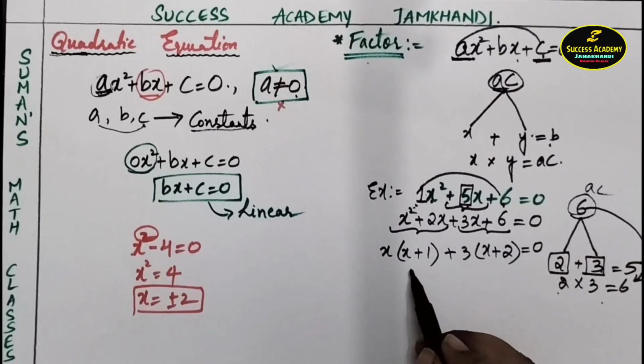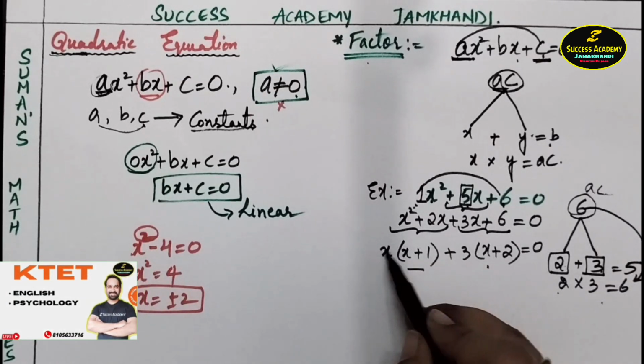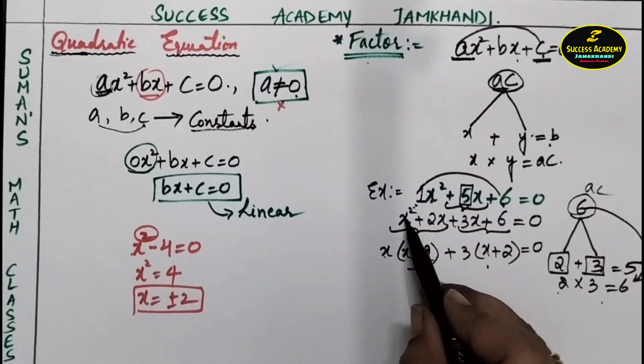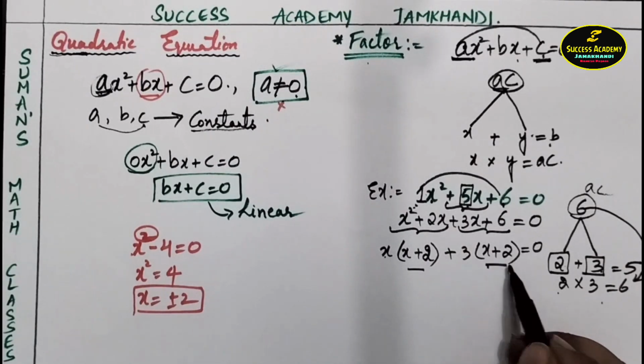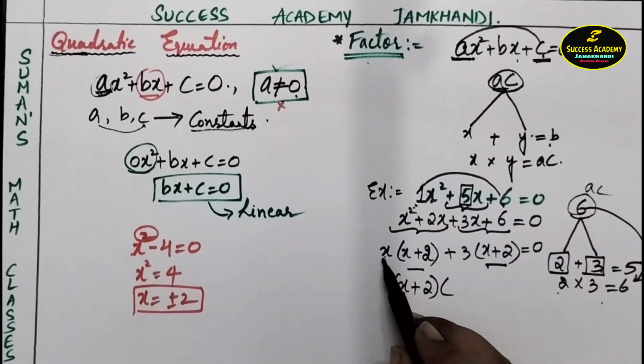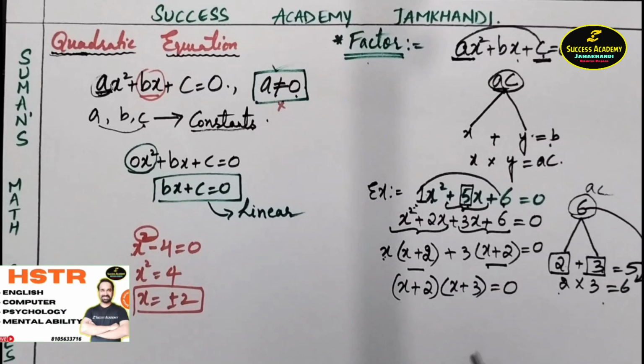Now further we can take x plus 2 common. Here x is common, so what will remain? 1 will remain, sorry. When x is common, here 1x, and from here 3. So x plus 2 common. What will remain in the bracket? That is x plus 3 equals to 0.